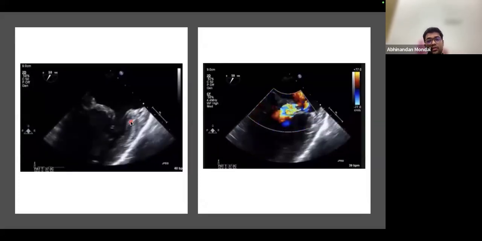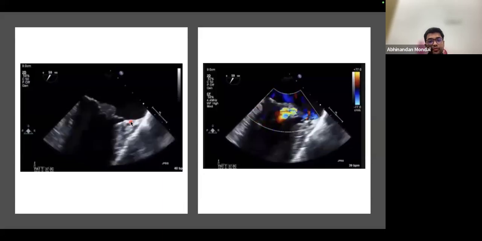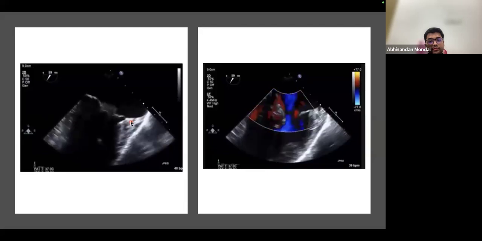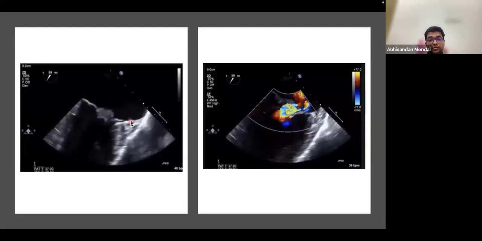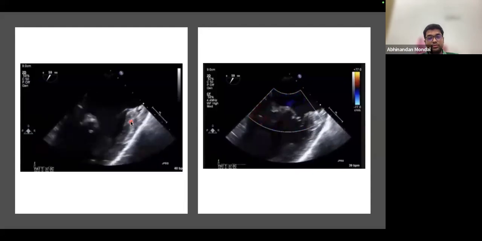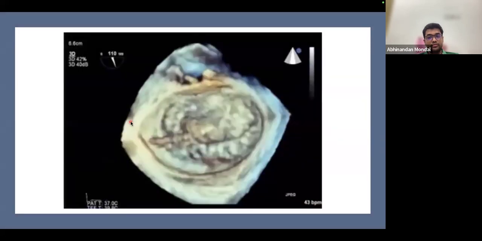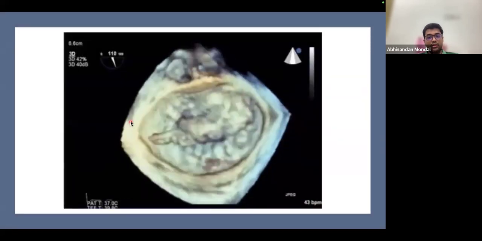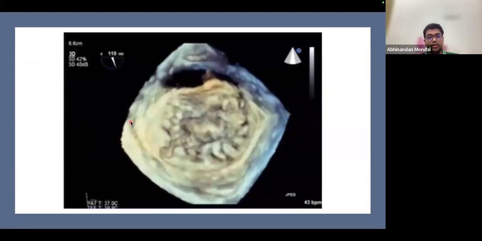And this is your 2-chamber view. Sorry, this is a commissural view. Now you can see this is your 3D. Why is 3D important?